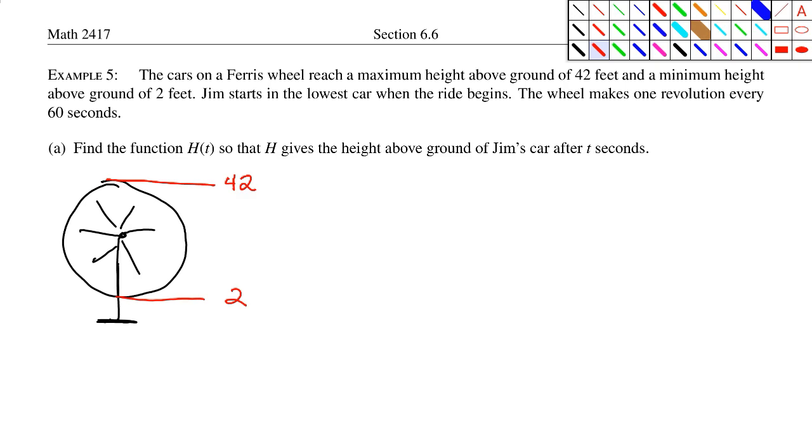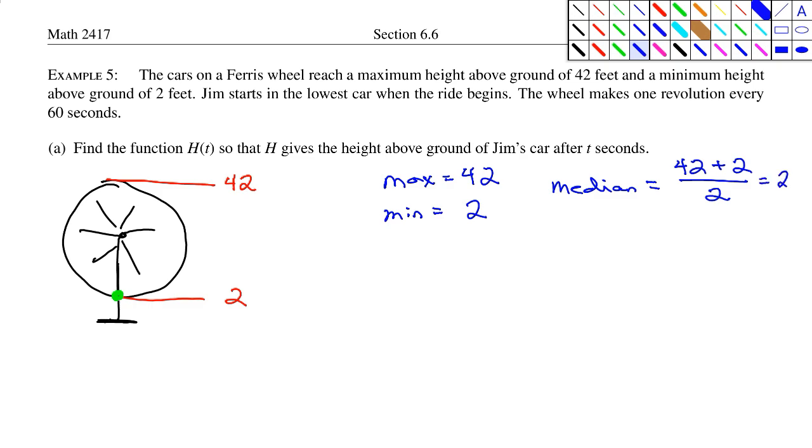So let's figure this out here. Jim's car started here at the bottom. And let's write down what we know. The maximum is going to be 42. The minimum is going to be 2. So with that, I can find the median. The median is the average of the max and the min. So the average of 42 and 2, which is 42 plus 2 over 2, is 22. So this height here, the middle of the circle, is 22 feet above the ground.